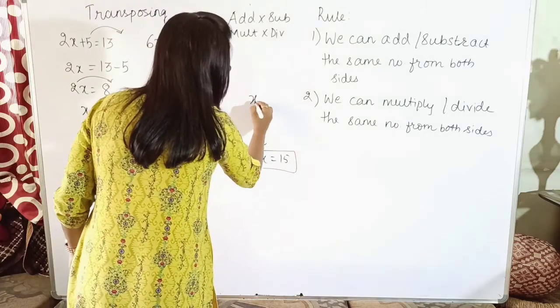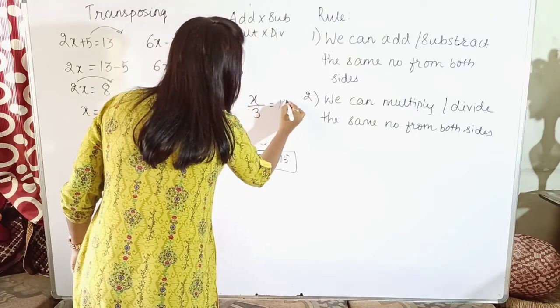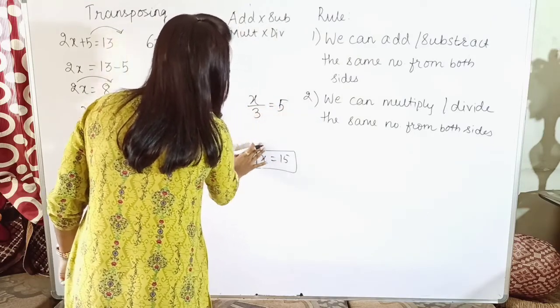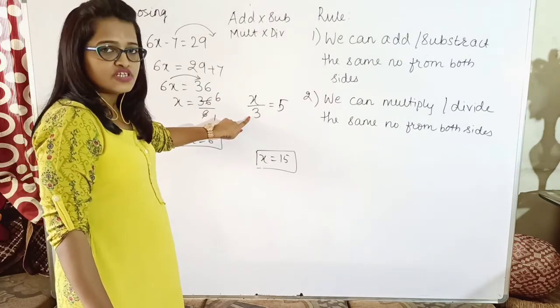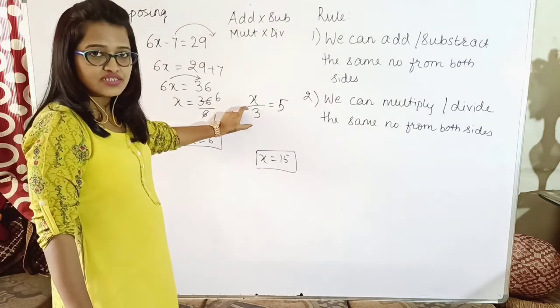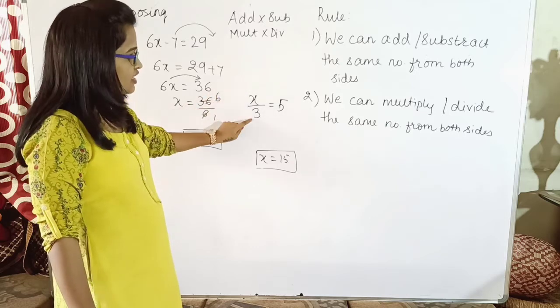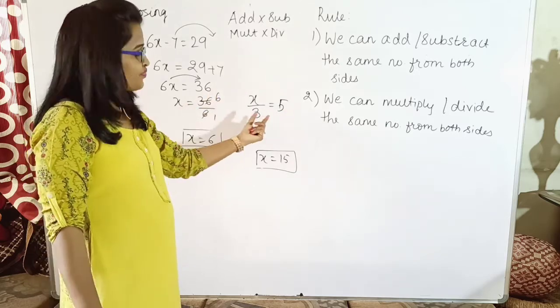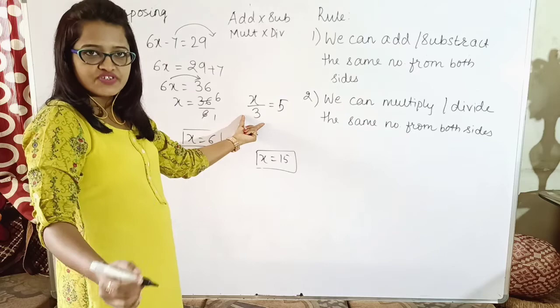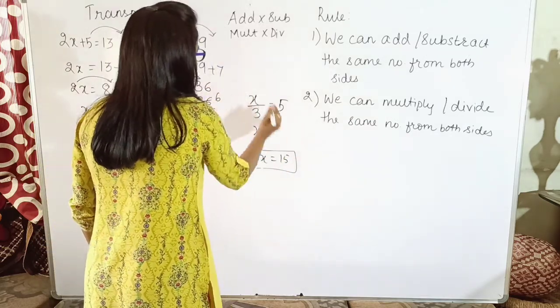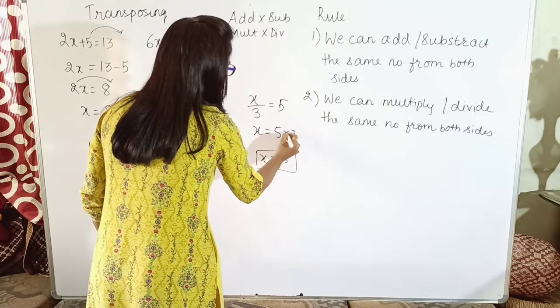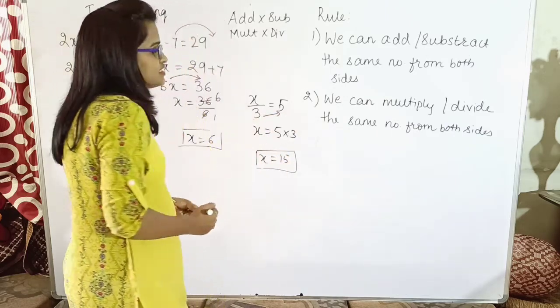Similarly, here the example was x by 3 equal to 5, isn't it? Now, here what operation was 3 performing? Again, I don't want 3 on LHS, I want just x. So what I can do, I will shift it to the other side. Here it is performing the division operation. So after going on that side, it will perform the multiplication operation. So 5 into 3, which gives me x equal to 50.